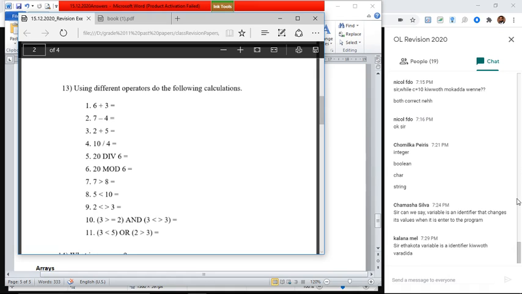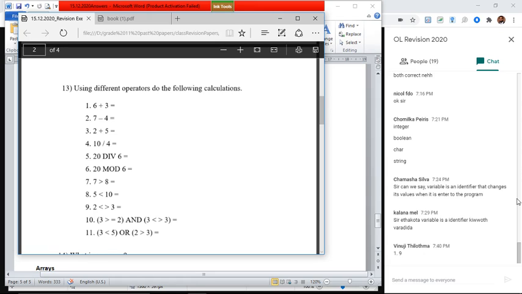Variable is an identifier that changes its values when it enters the program. Yes, correct. So variable is an identifier. Variable is the name, identifier is the name of the variable.